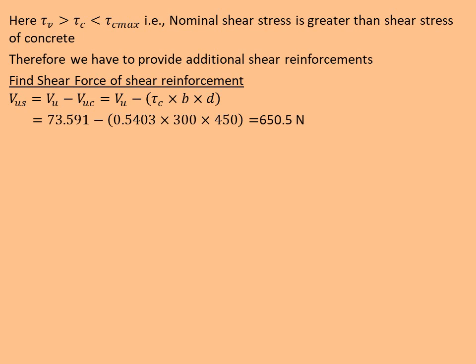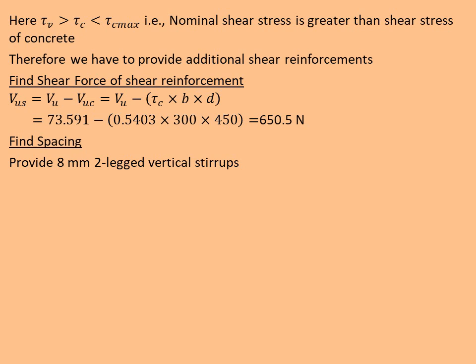And we substitute the values, we get 650.5 Newton. Now next we find the spacing. To find the spacing we have to provide the stirrups. We provide 8 mm 2-legged vertical stirrups. You can provide 4-legged or 6-legged, but since 2-legged is simple, we will only be requiring 2-legged here. So 2-legged vertical stirrups of 8 mm.